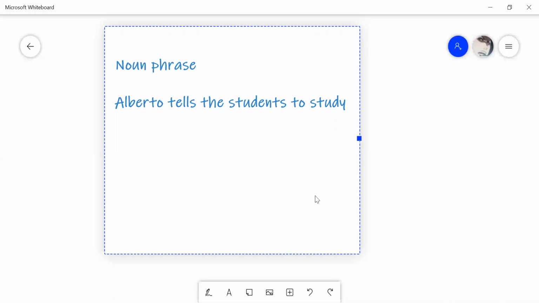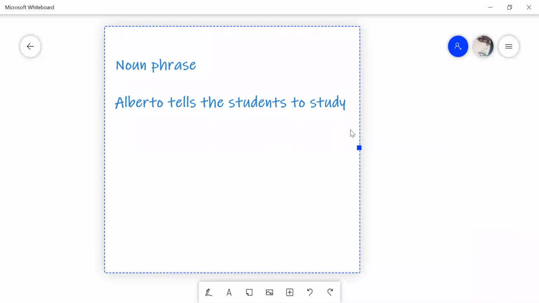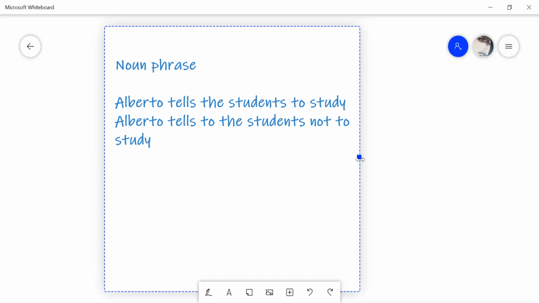So my first question is, can I change the verb into past, or I have to keep it in present? No, you keep it in present because we are not changing the tense. We are just changing the structure of the sentence. Okay. Alberto tells to the students, not to study. Okay. Not to. To study. Okay.